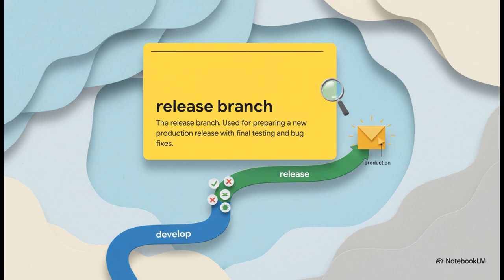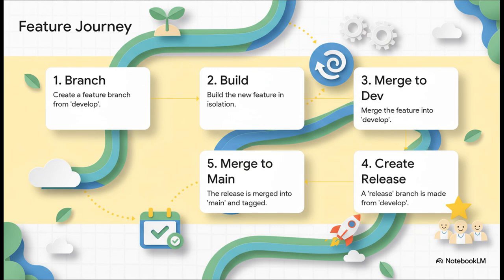Now this next part is super important. Once the develop branch is packed with enough cool new features for a release, you create a release branch. Think of this as the final dress rehearsal. It's a dedicated space for final testing, polishing up documentation, and squashing any last-minute bugs. And the best part, the rest of the team can keep on working on new stuff in develop without being held up.